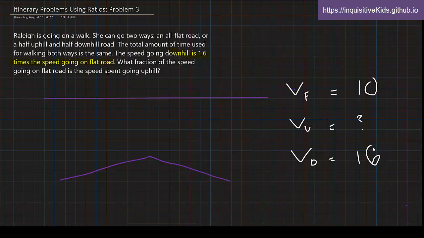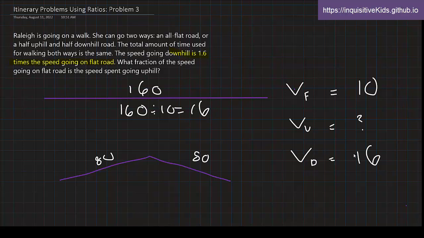And also for the distances of both of these roads, we don't know. So we can just give them an easy to use distance, right? So I'm going to give it 160. So this entire thing would be 160. So this would be 80 and this would be 80. Okay, so now 160 divided by the speed, 10, is equal to 16. So it took 16 hours, we don't know the units, to travel this entire thing.